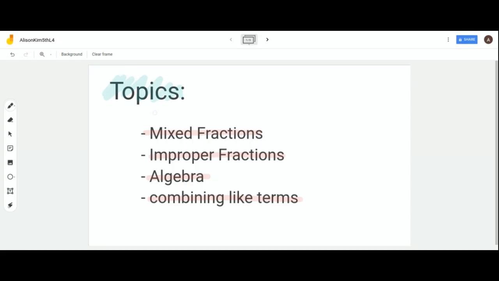Hi 5th graders! Today we're going to learn about mixed fractions, improper fractions, algebra, and combining like terms. So let's get started.